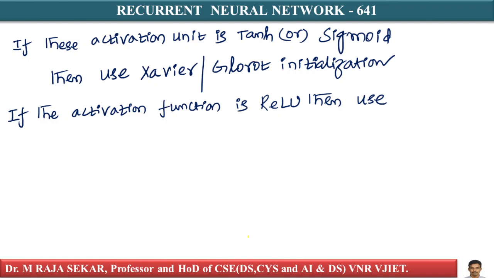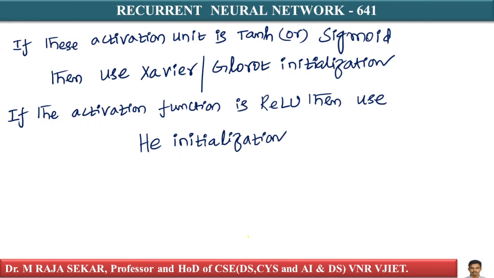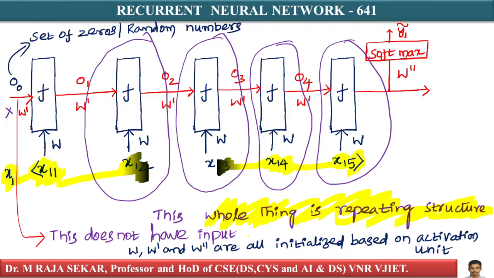This is called a recurrent or repeating neural network, because recurrent basically means repeating. If the activation function is ReLU, then use He initialization. If this activation unit is tanh or sigmoid, then use Xavier or Glorot initialization, isn't it? This is what happened for x1, isn't it? Yes, x1 means x11, x12, x13, x14, x15.